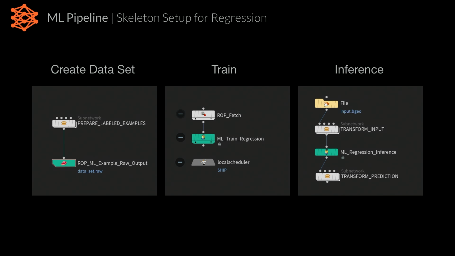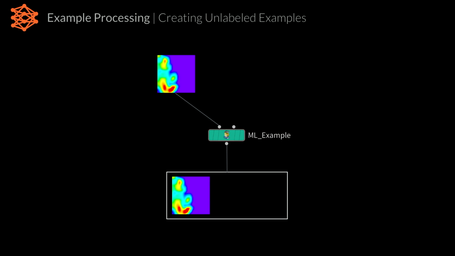So what does a skeleton setup look like in Houdini? On the left, we have a subnetwork. The subnetwork consists of a part where the labeled examples are prepared. And then the labeled examples go into an ML example raw output node, so they get written out as a data set to disk. In the middle, we have a PDG network where we fetch the data set. That causes the data set to be generated. Then we train on that. And then on the right, we go into SOPs again, and we can, for example, load an input and run it through the inference with some pre and post processing.